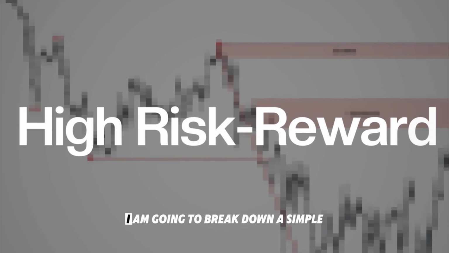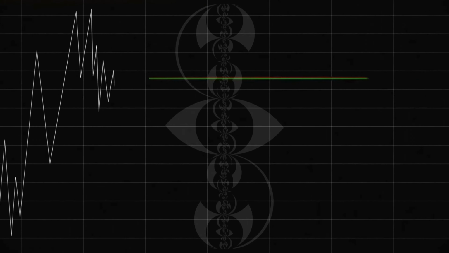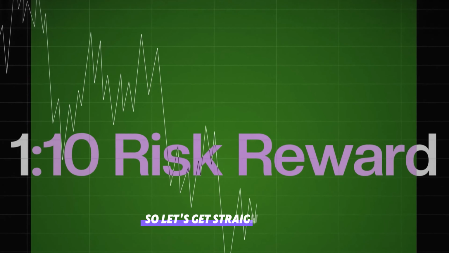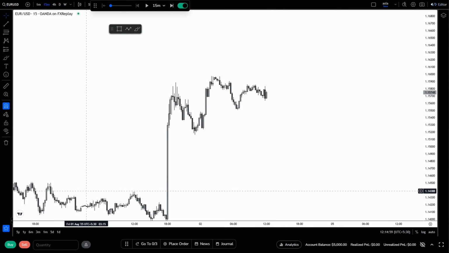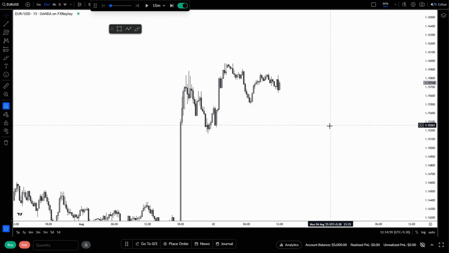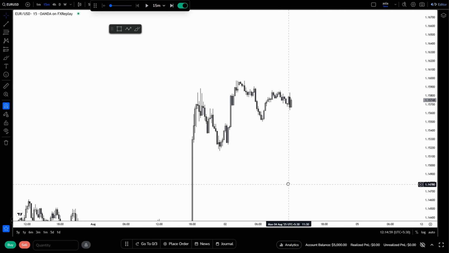In this episode, I'm going to break down a simple ICT strategy that works for swing as well as day trading. This strategy is simple and powerful and has a high win rate. So let's get straight into it. Today, I'm going to break this strategy down into 3 simple steps. Let's jump straight into the charts and start with step 1.